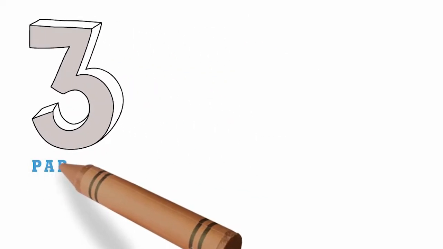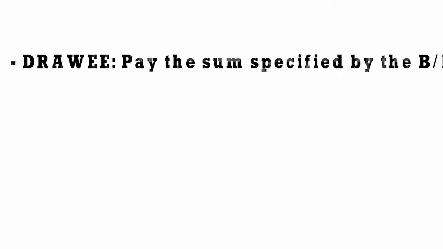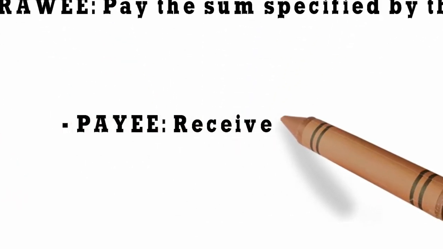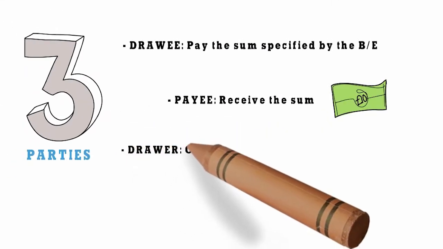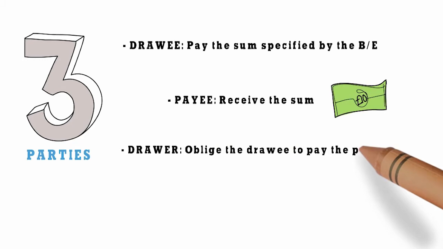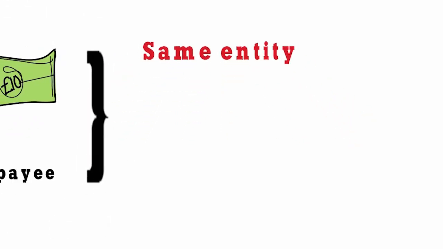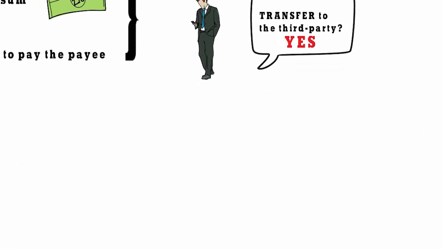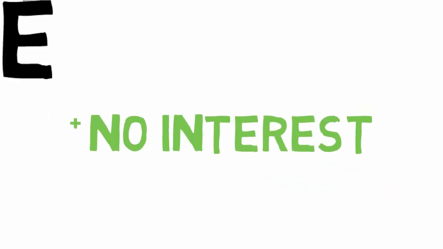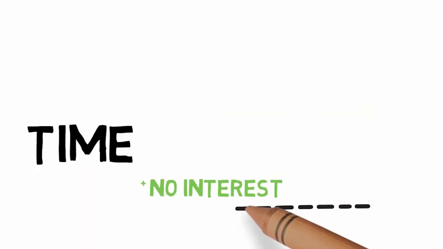There are up to 3 parties involved in a bill of exchange transaction. The drawee is the party that pays the sum specified by the bill of exchange. The payee is the one who receives that sum. The drawer is the party that obliges the drawee to pay the payee. The drawer and the payee are the same entity, unless the drawer transfers the bill of exchange to a third-party payee. Bills of exchange generally do not pay interest, making them in essence post-dated checks.